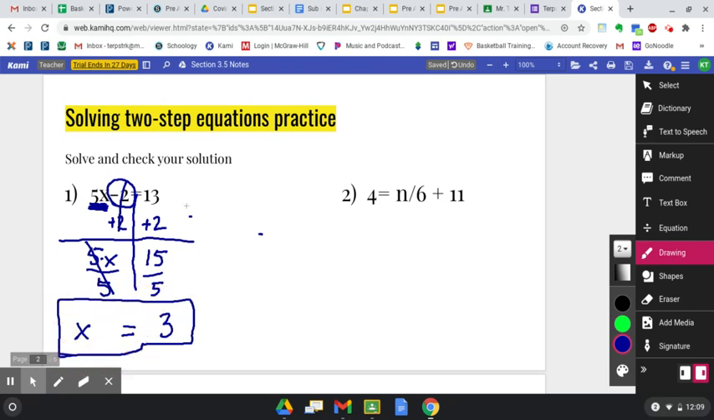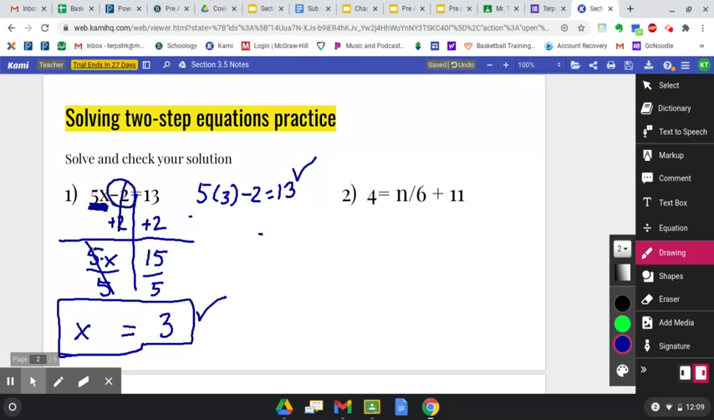Right? And remember to check that. I would just simply substitute that value, right? 5 times 3 minus 2, does that equal 13? And yes, it does. So 3 is my solution to that equation.